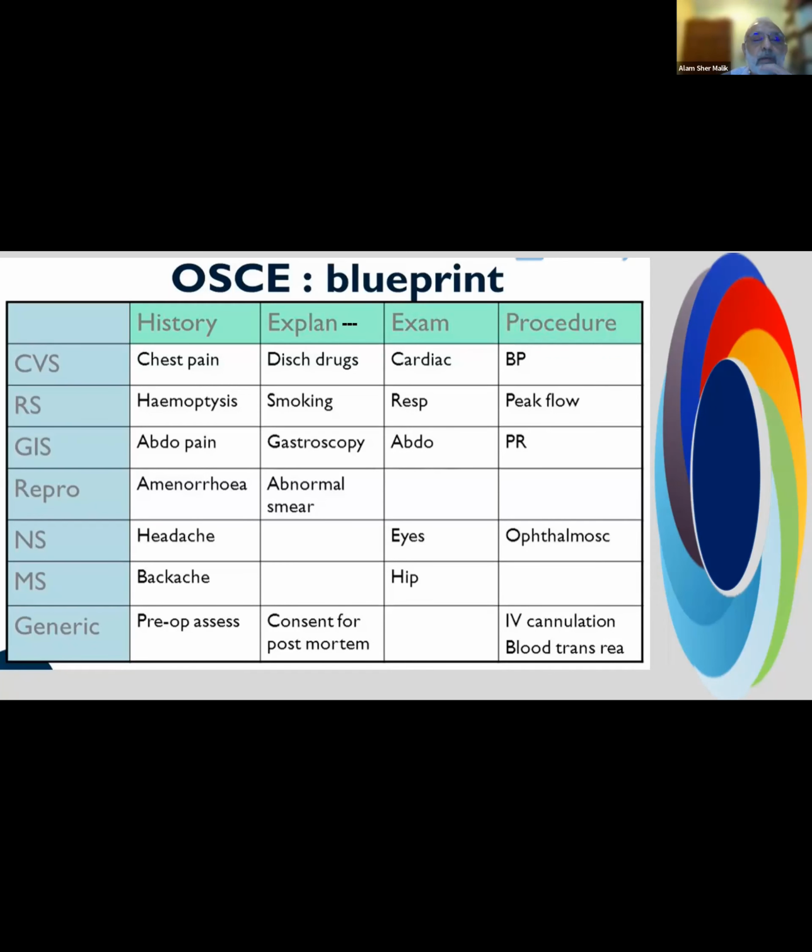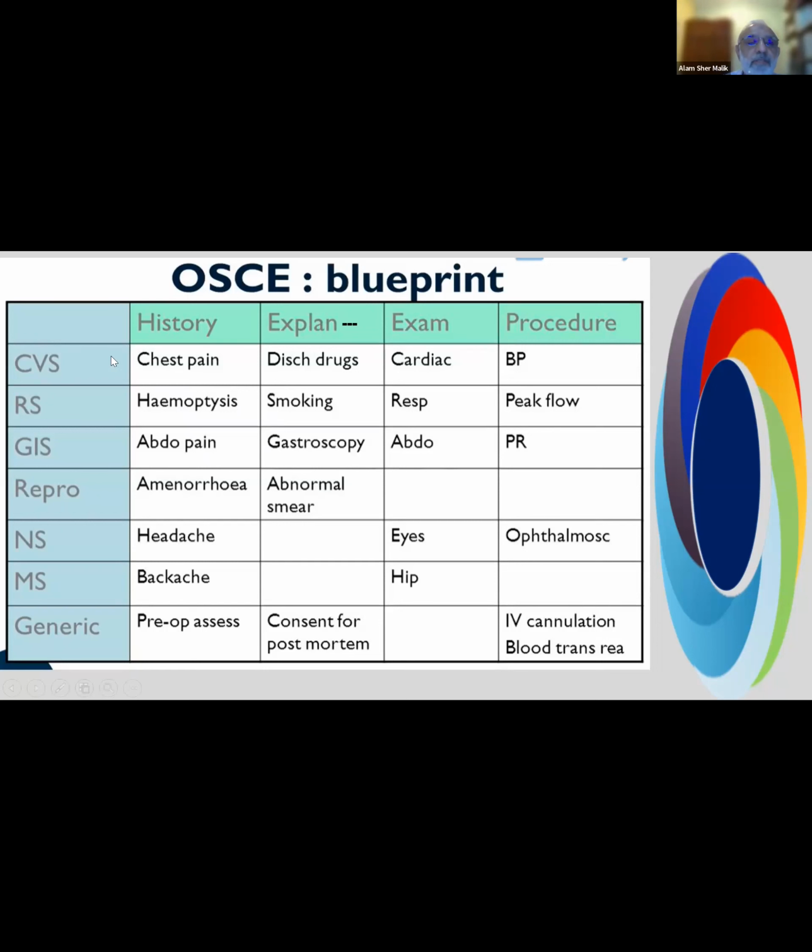For example, in CVS, in history, we can have chest pain, and in explanation or counseling, we can have the drugs. Examination can be CVS examination or precordium examination. Procedures may be just a test, for example, assessing whether students can take the blood pressure, or you can have ECG and others. Similarly, in the respiratory system, in GI.